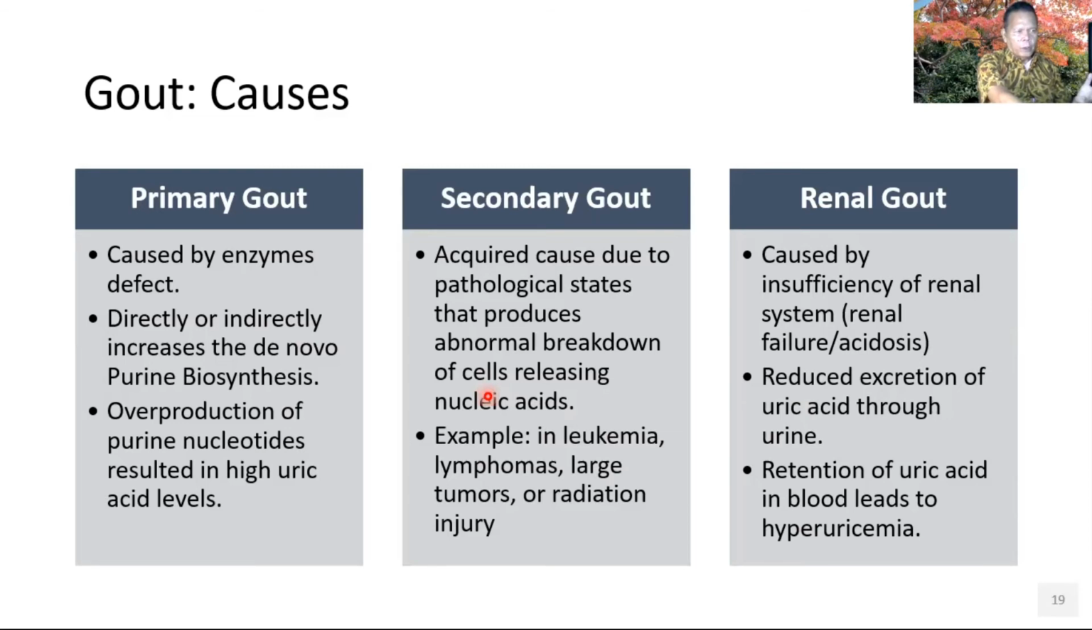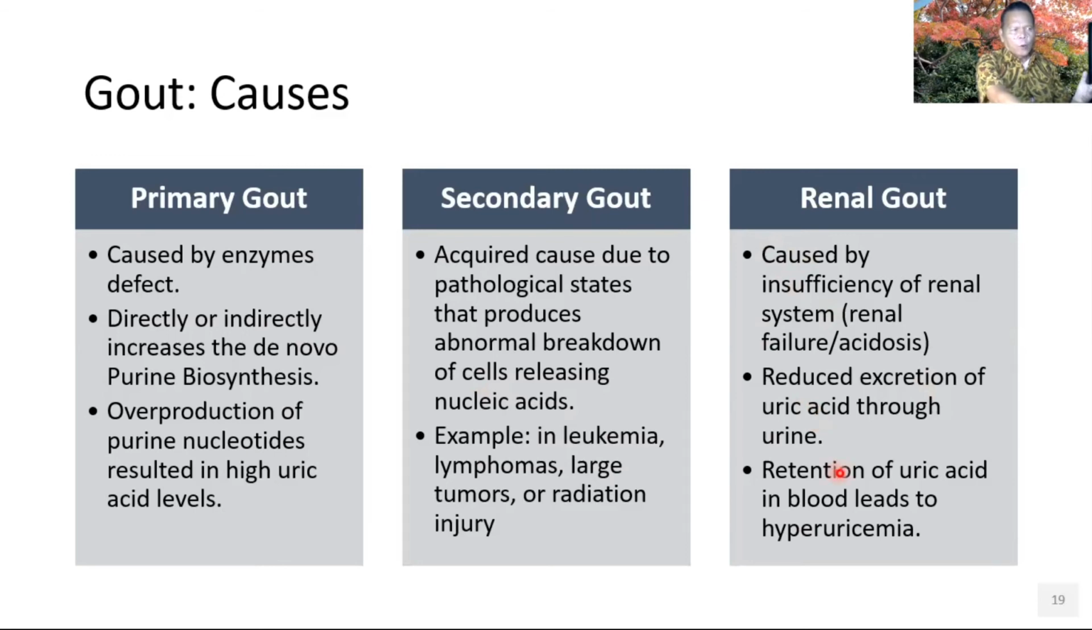And the last, let's see the renal cause. This is caused by insufficiency of the renal system, renal failure, or acidosis, and also reduced excretion of uric acid through urine. And the last one is retention of uric acid in blood leading to hyperuricemia.